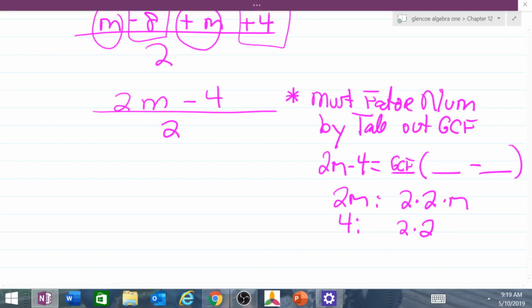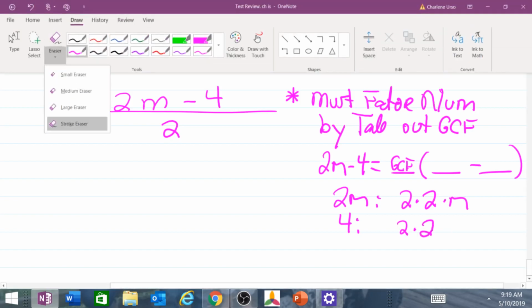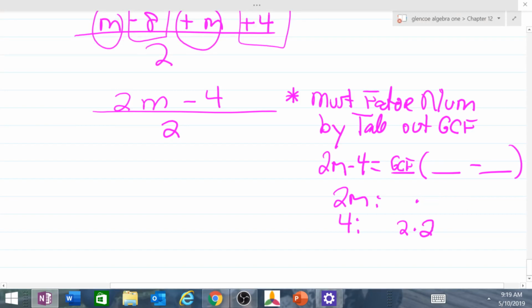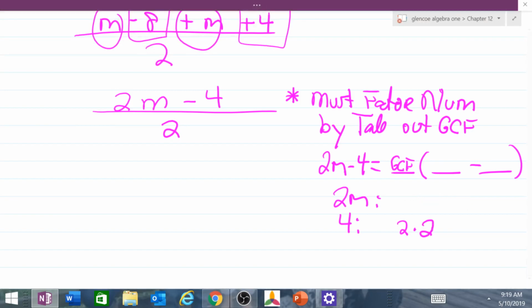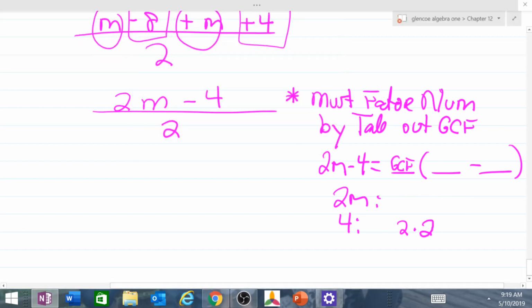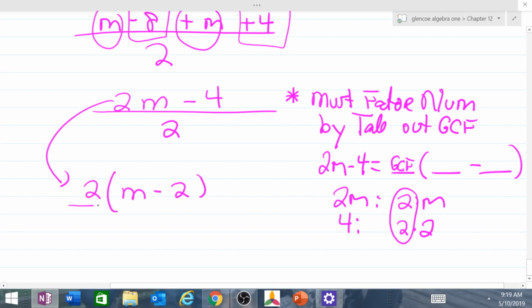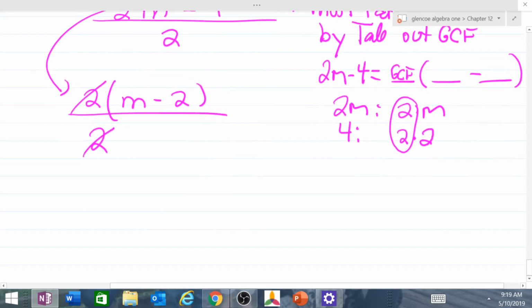I made an error there, so let me just fix it. I put an extra 2, so let's get rid of that. Okay, so this top 2m factors as 2 times m, and 4 factors as 2 times 2. So my GCF here, or 2m minus 4, will factor as 2 times m minus 2 all over 2. And you can see that the 2's cancel, and your answer is m minus 2.